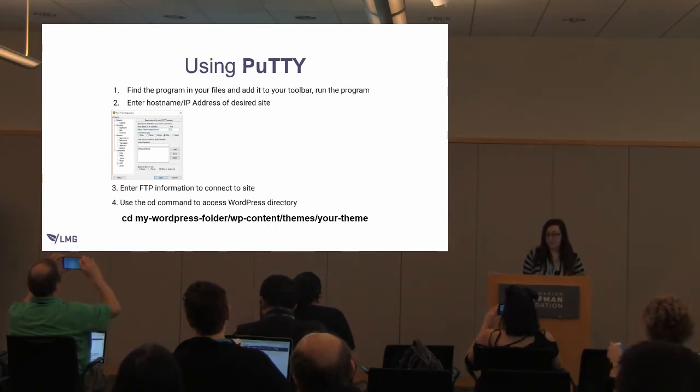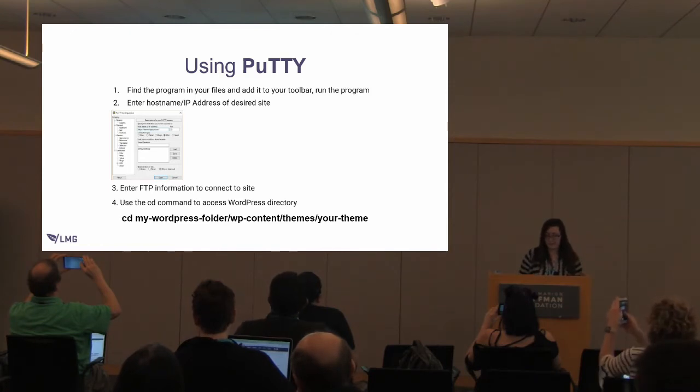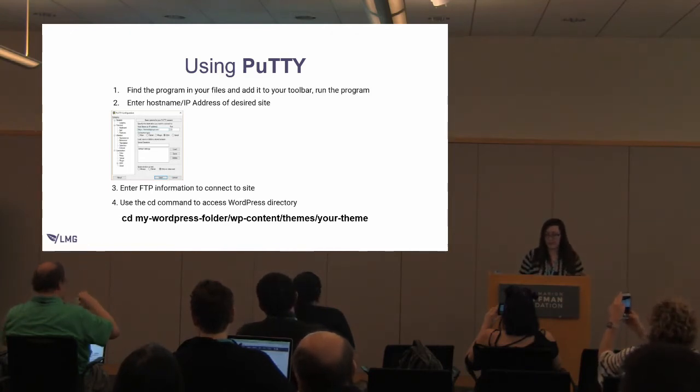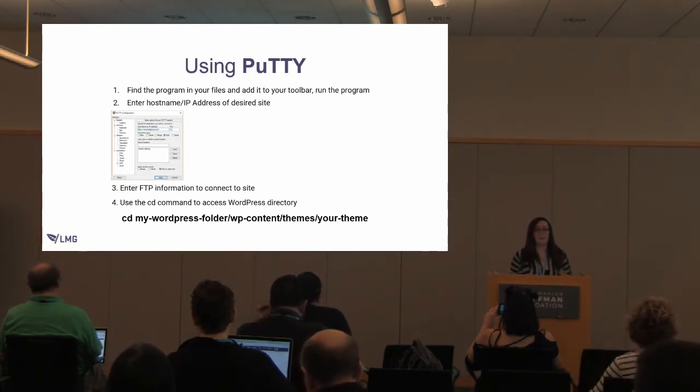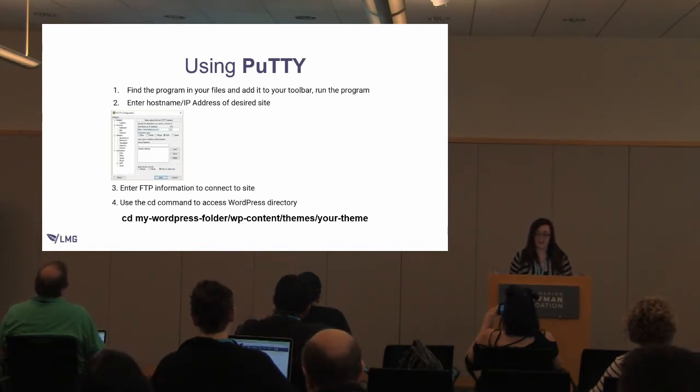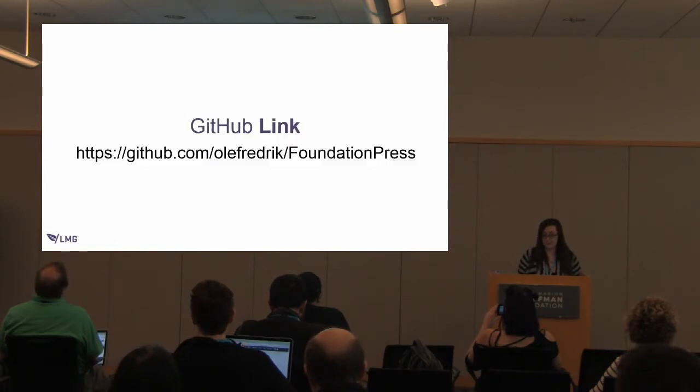Then once you open it, you're going to see this screen here. In this first section, you're going to enter your host name or your IP address of your desired site, and then the correct port. Then you'll click on Open, and then the next screen, you just enter in your FTP information to connect to the site. And you'll use the CD command or change directory command to access your WordPress directory. And I've given you an example of what that command looks like. So you just go to your WordPress folder, WP content, themes, and then wherever your theme file is.